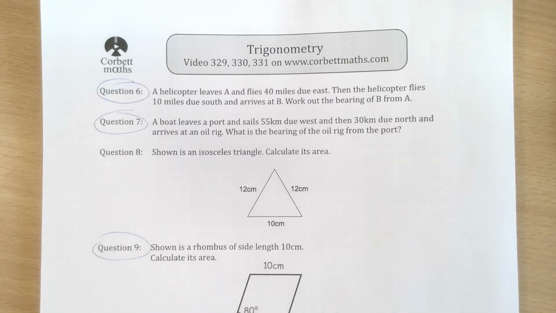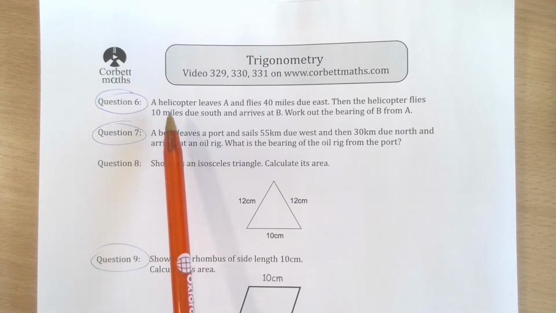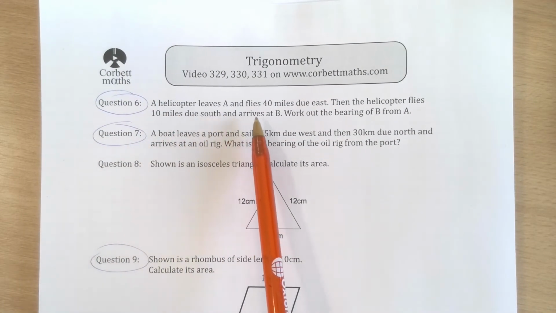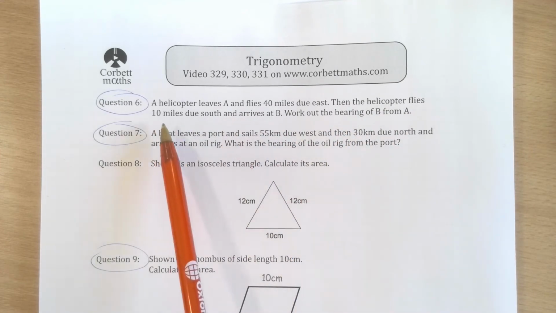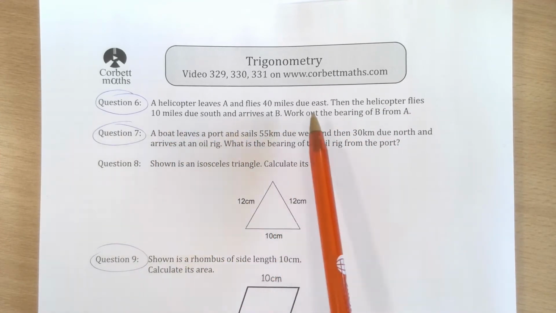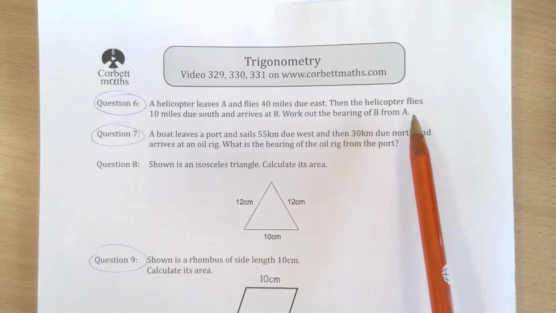Duffield. Going to do a couple of trigonometry questions on the request of one of my learners. These two questions, questions 6 and 7, will be what we do first. Question 6. A helicopter leaves A and flies 40 miles due east. The helicopter flies 10 miles due south and arrives at B. Work out the bearing of B from A.